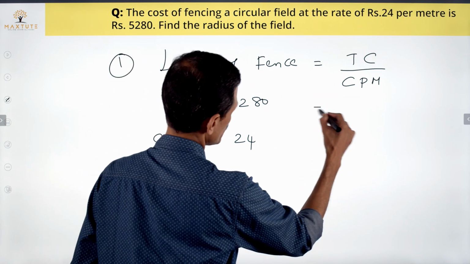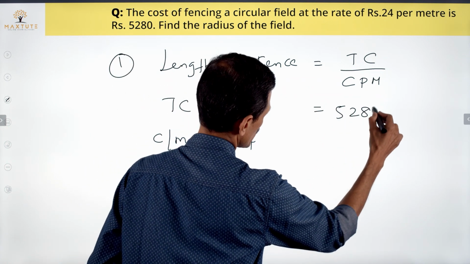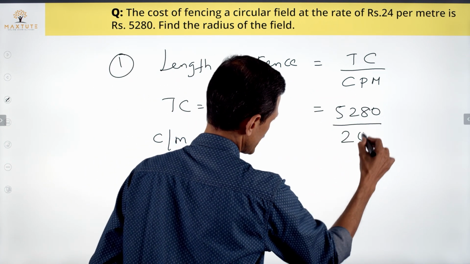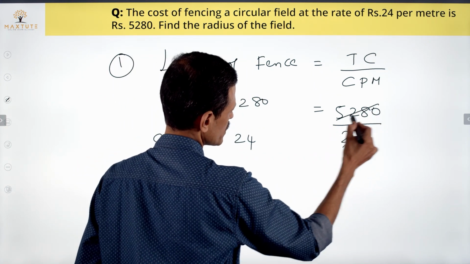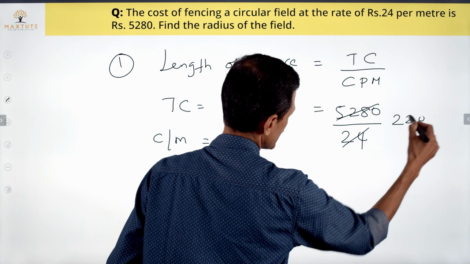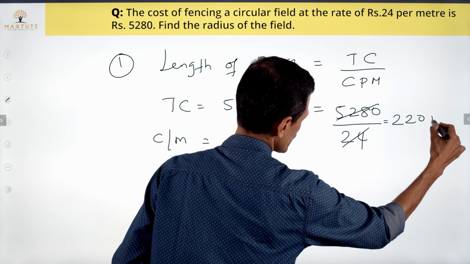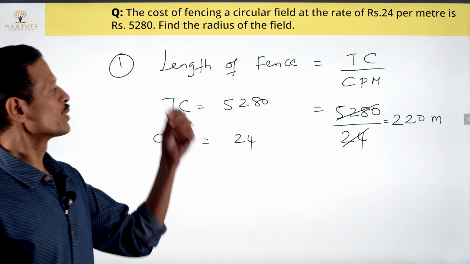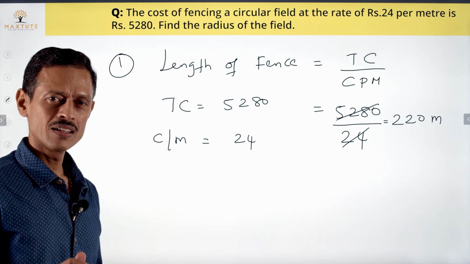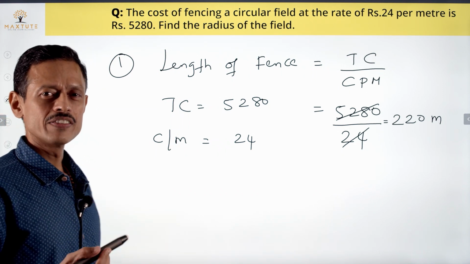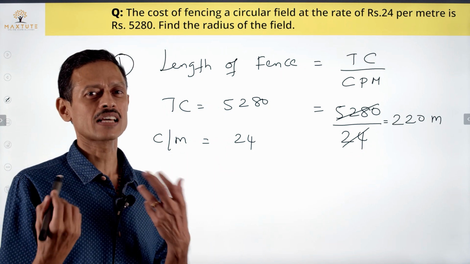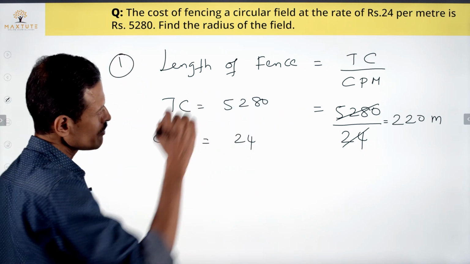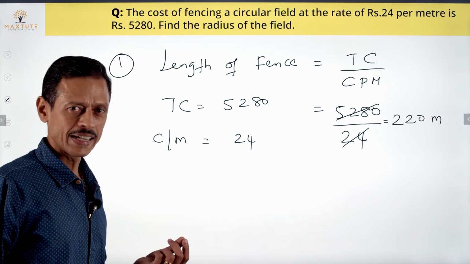Total cost is equal to 5280. Cost per meter is equal to 24. 24 into 22 is 528. So this is equal to 220. So the length of the fence that is used is equal to 220 meters. It's a circular field. We are fencing the perimeter. So the perimeter of a circle is nothing but the circumference of the circle. So circumference of the circle is equal to 220 meters.